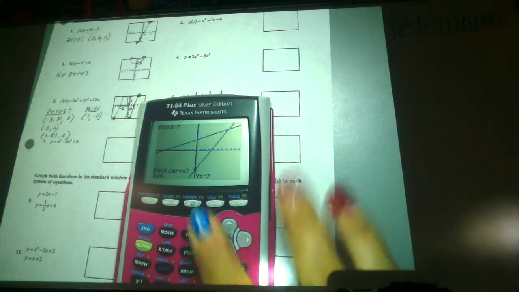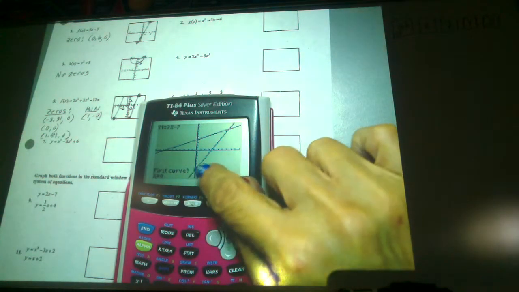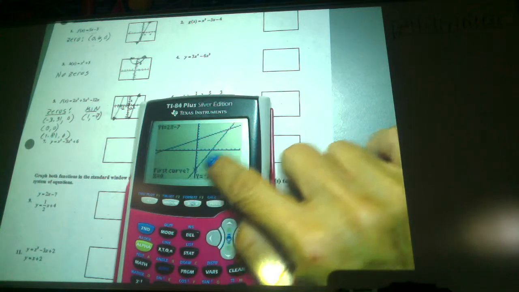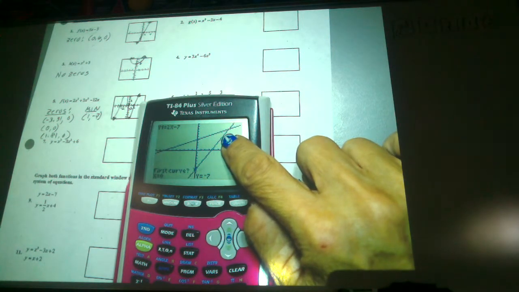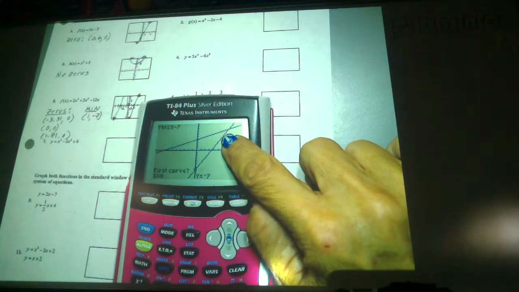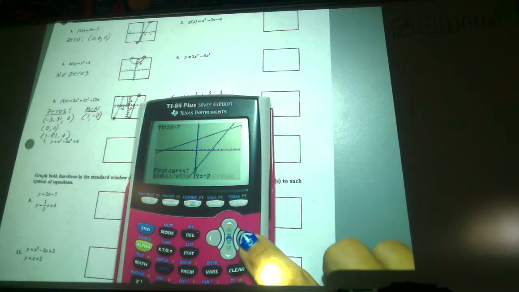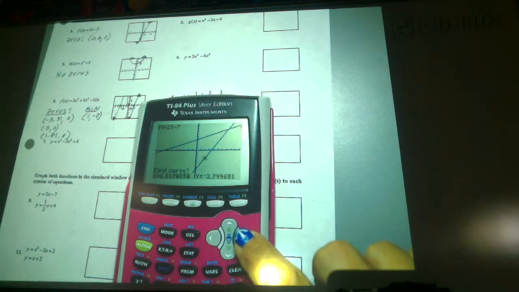So if I were you, and it's already flashing on one of the curves, but you need to scroll this so it's close to the intersection. The closer this is to the intersection, the better the guess of the calculator is. Especially if you have a curved line, which we'll do in a minute, you really need to be close. I'm going to keep scrolling to the right. Don't get too close to the intersection.